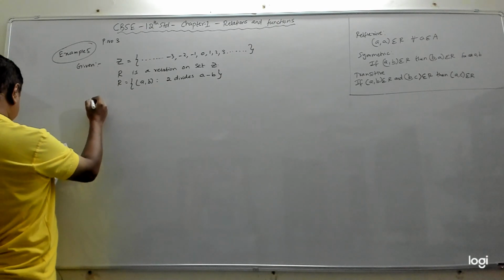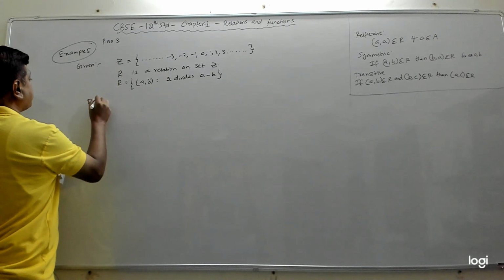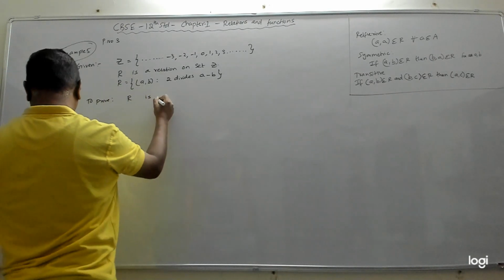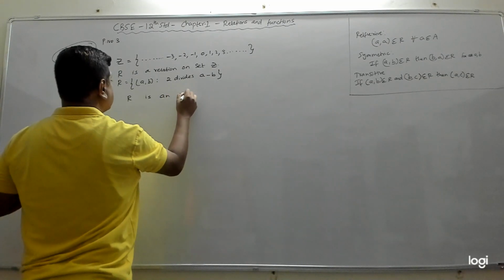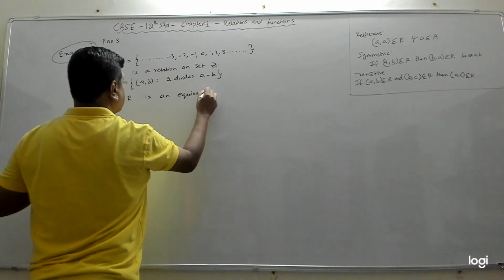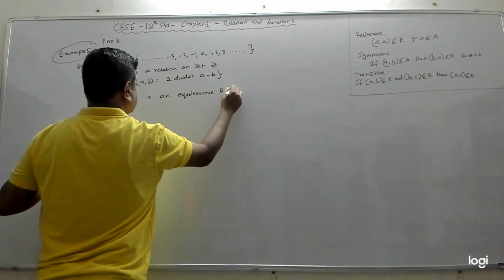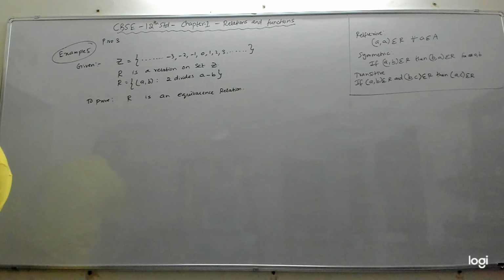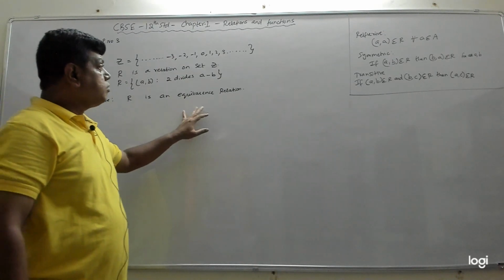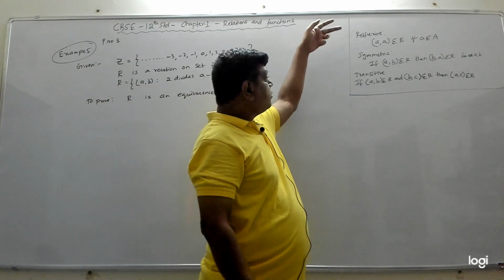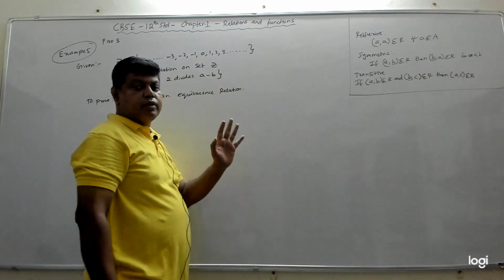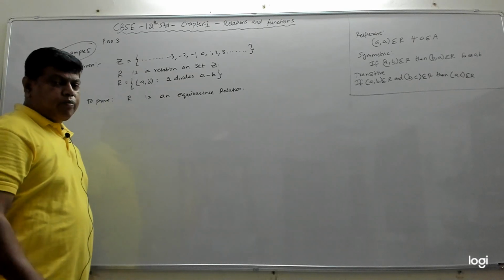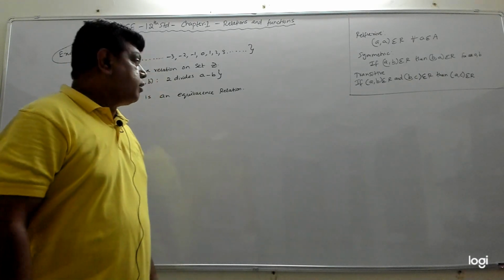So this is given, and what should we prove? We have to prove that R is an equivalence relation. Now to prove R is an equivalence relation, we should prove R is reflexive, symmetric and transitive. Whenever a relation is reflexive, symmetric and transitive, we call such a relation an equivalence relation.